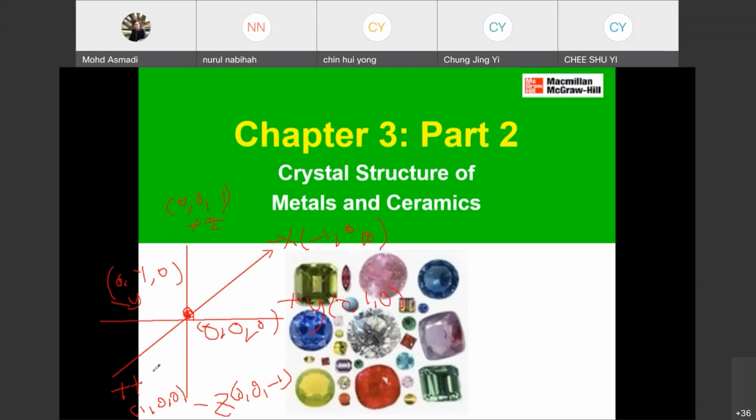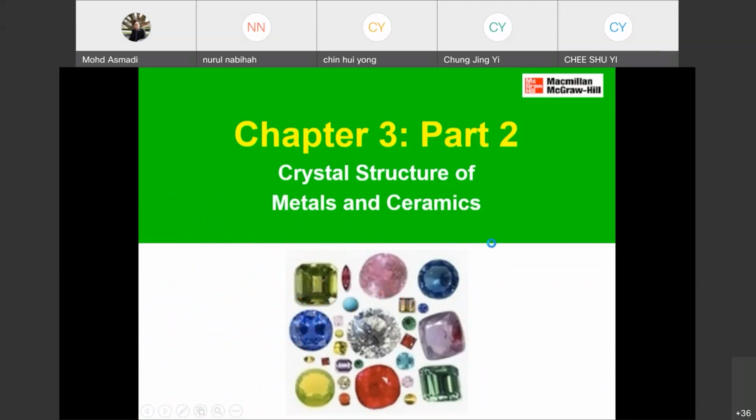This should be positive x. This one is y on the right side, positive. Out of the plane is positive. This one is the upper side, positive.